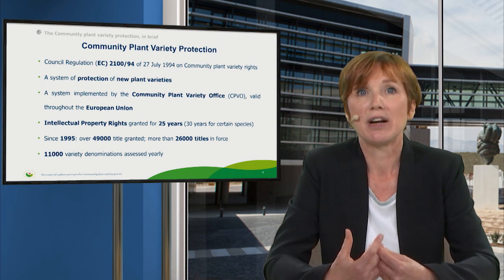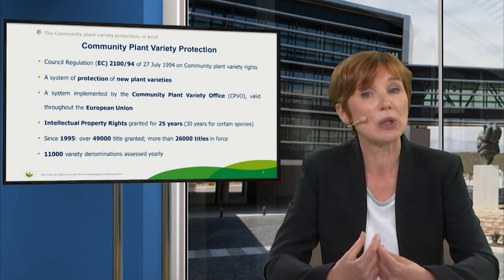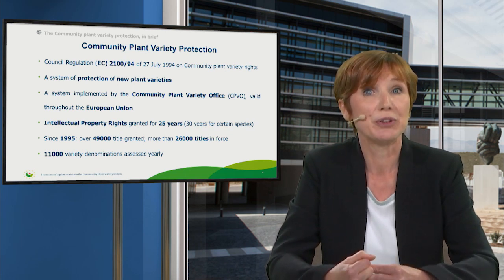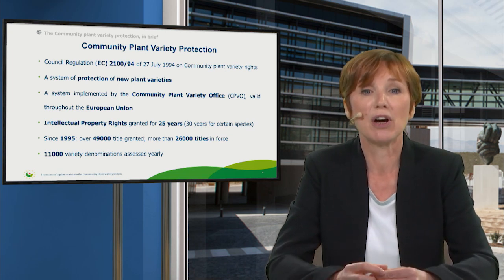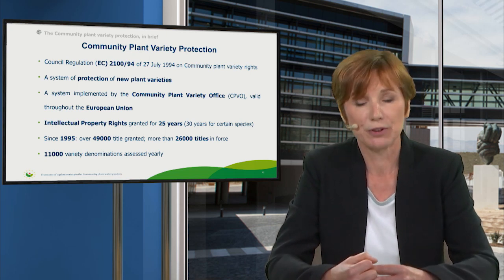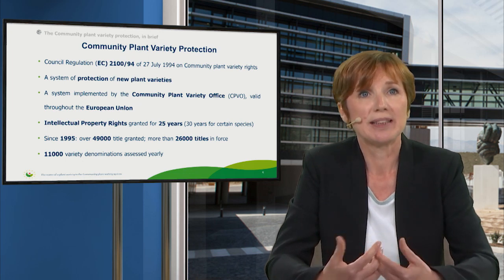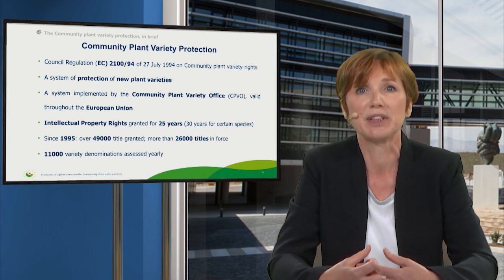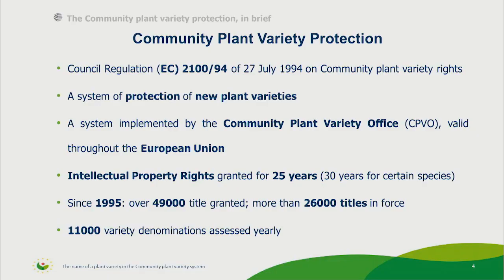The Community Plant Variety right gives the holder an exclusive right to market the protected variety within the territories of the European Union, and this right is valid for a maximum of 25 years, or 30 years for wines, potatoes and trees. And it must be said that since its creation in 1995, some figures for your information, the CPVO has received nearly 63,000 applications, of which it granted over 49,000 applications. There are currently 26,000 titles in force, and the office assesses about 11,000 variety denominations each year.